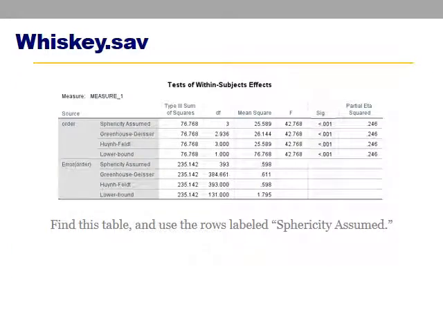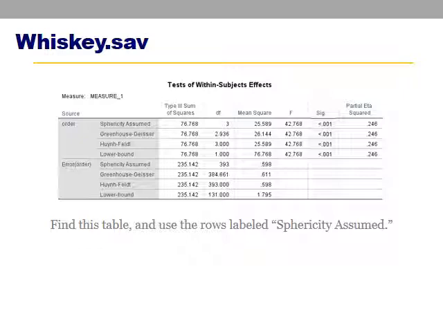When the output window appears, you'll notice that this test produces a lot of output, a lot of which we don't even need. So what I'll do now is focus you in on the parts that actually matter. In order to look for the main effect, we're going to look at the table called Tests of Within Subjects Effects. We're going to use the row that's labeled Sphericity Assumed.